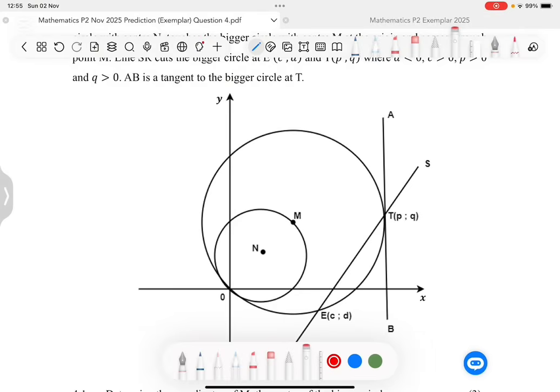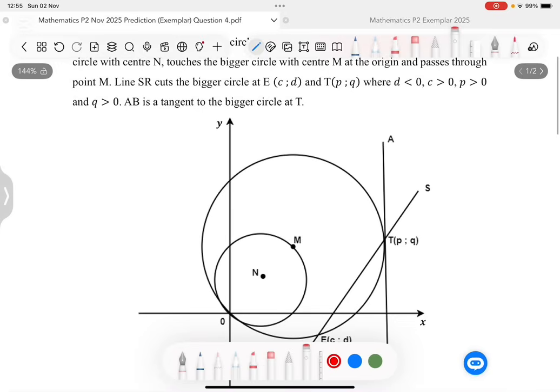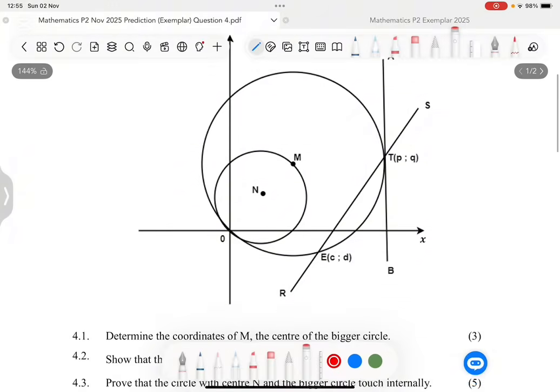The last statement says to us that AB is a tangent to the bigger circle at T. Then we have AB here, which is a tangent at the point T. It touches the circle only at one point there. I think this is a straightforward instruction. Let's see what we can do in terms of answering our questions.